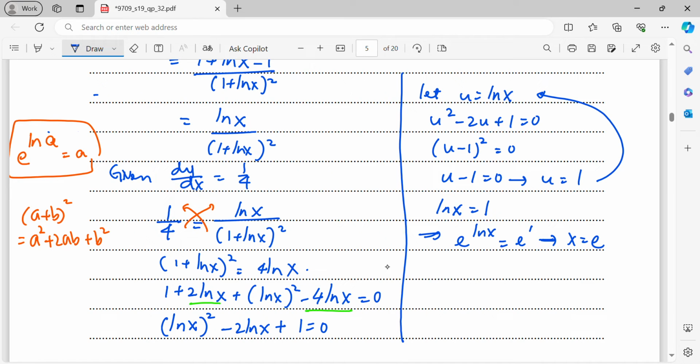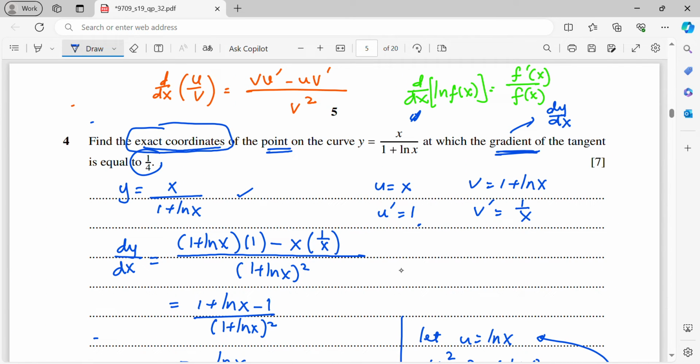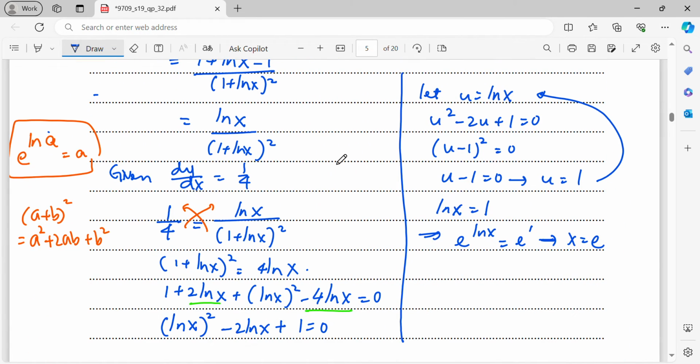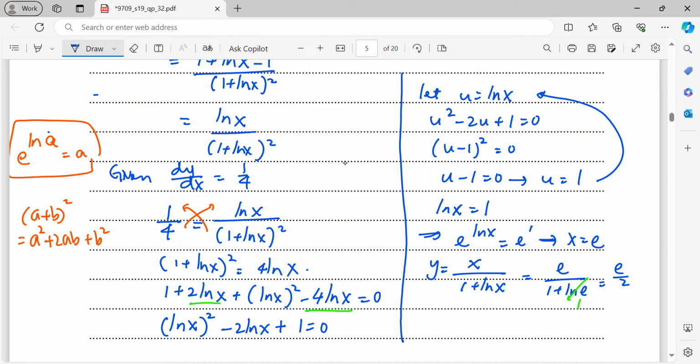But the question says we need to find the coordinates of the point, therefore you need to calculate y. Just substitute back into the expression x over 1 plus ln x. So y = x/(1 + ln x), which is e/(1 + ln e). Ln e is basically 1, so the denominator is 2. Therefore the point is x = e, y = e/2. So that is the exact coordinates of the point.